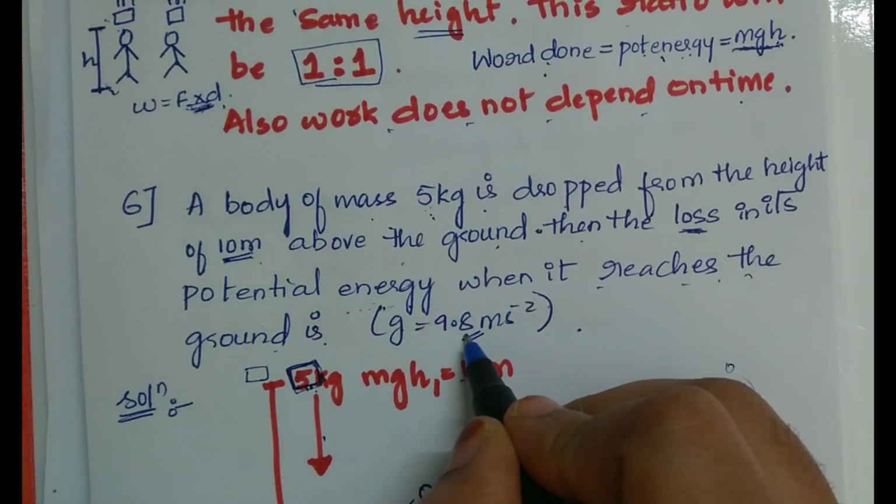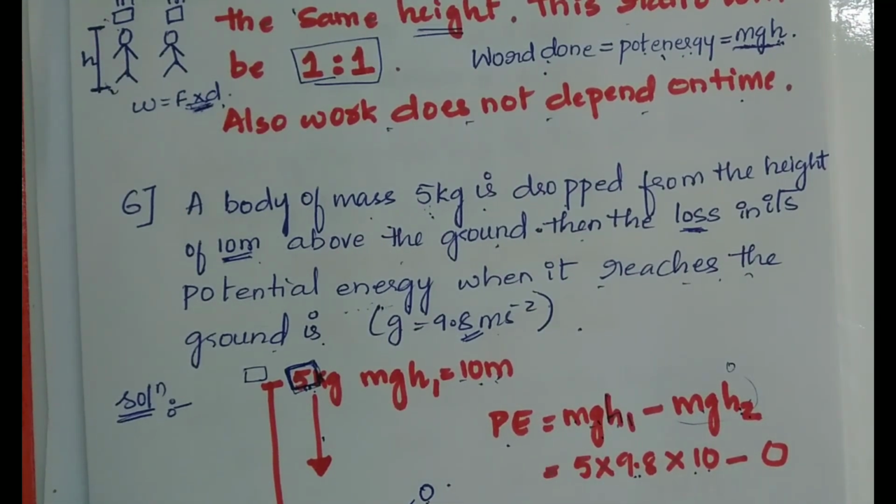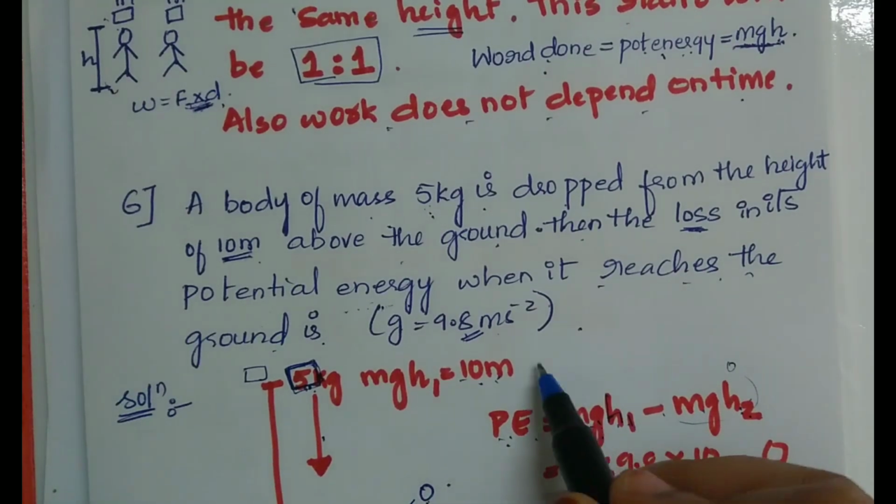If it is not mentioned, you can take it as 10 meter per second squared also. Then 9.8, then height is 10 meter. So therefore potential energy will be given by 490 joules. Hope you understood this. This is the relationship between the potential energy: PE is equal to mgh.